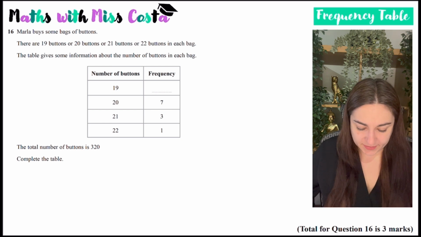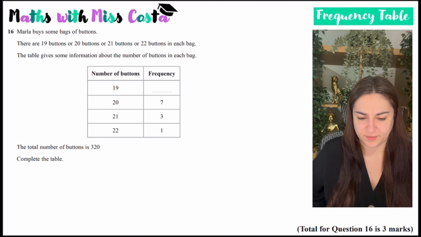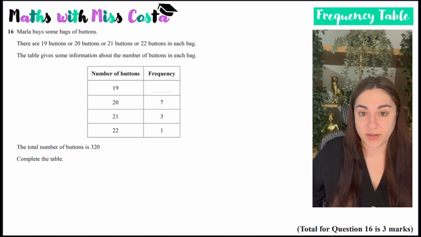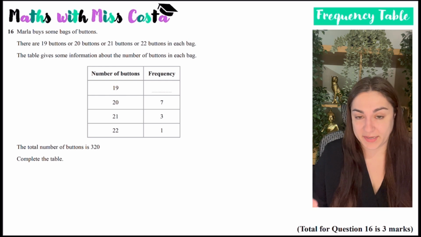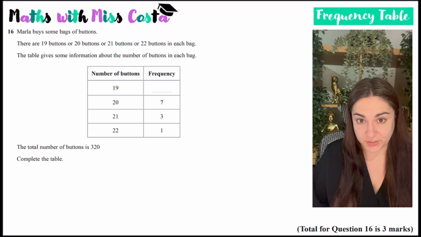Okay, Marla buys some bags of buttons. There are 19 buttons or 20 or 21 or 22 buttons in each bag. The table gives some information about the number of buttons in each bag. And I know that the total number of buttons is 320 and I need to complete the table. So what a frequency table is telling me is how many lots of each thing there is. So for instance, I know that there is one lot of 22 buttons.